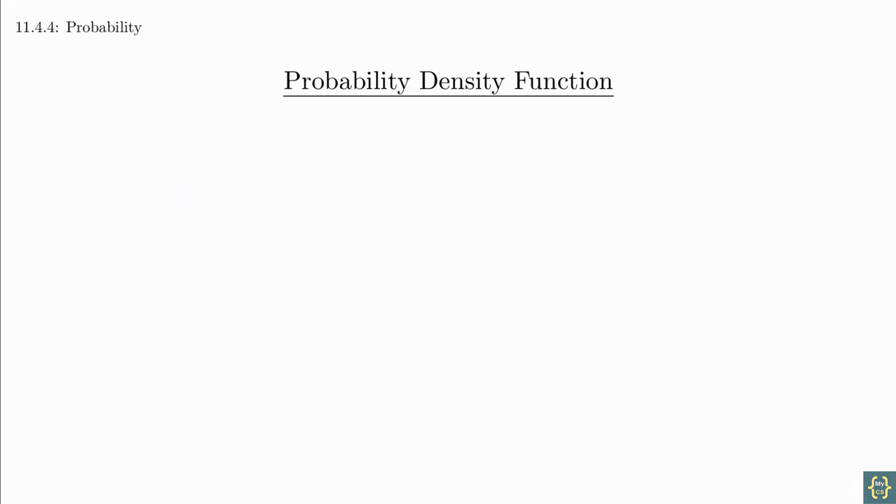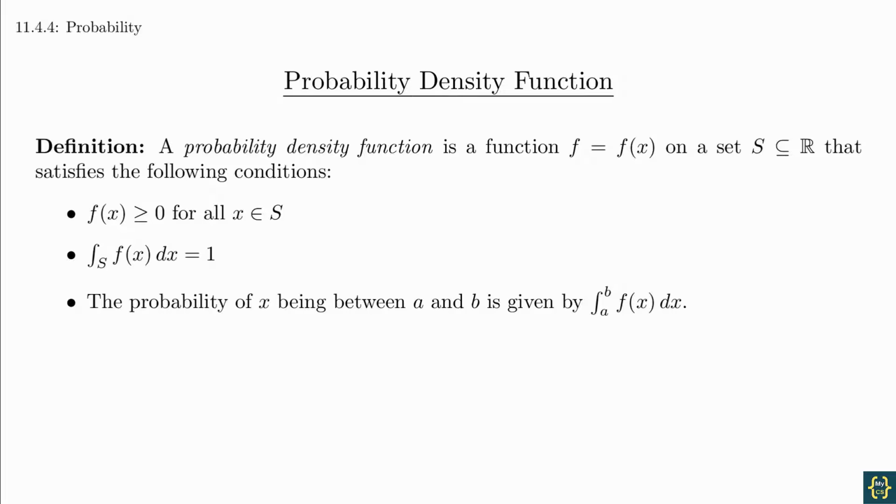Let's take a look at the definition. For a function f to be a probability density function on a set S, it needs to satisfy the following conditions. f of x is greater than or equal to 0 for all x in S. This just means that there are no negative probabilities. The integral of f of x dx over S is 1. This just means that there's a 100% chance that something in S is going to be chosen.